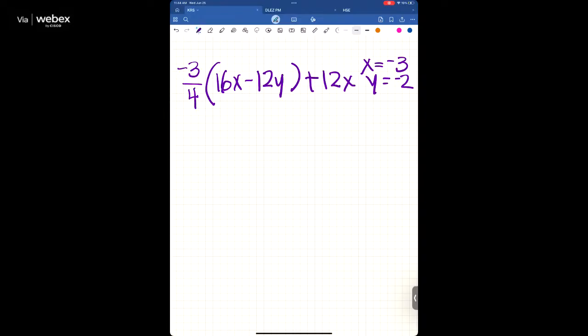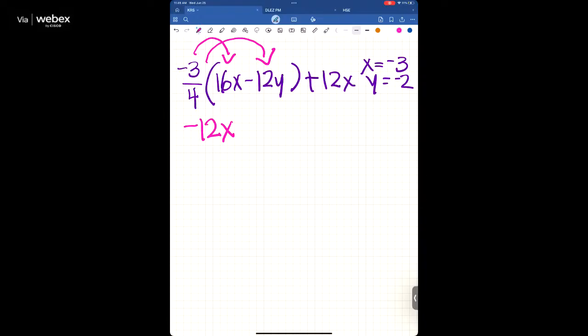I agree. I think you should just make it simple. Simplify is all about making it simple so that it's easier to solve. So the first thing I want to do is multiply -3/4 times 16x. If I turn -3/4 into a decimal, it's 0.75. So -0.75 times 16 is going to get us -12x.